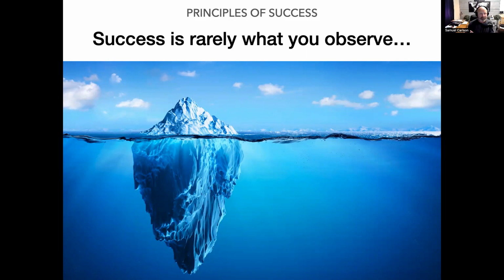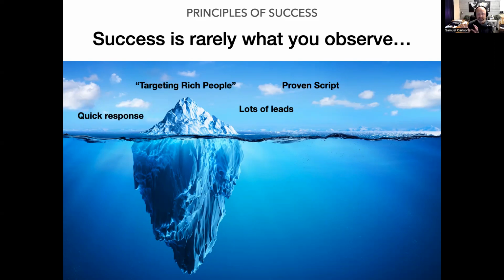Many of you have seen an image like this. The whole point is success is rarely what you observe. What kind of things do you observe in terms of, hey, I want to grow my practice, I want to get more knee patients? What are the things that seem like the quote special sauce? Targeting rich people. These are things that we hear from agencies, meaning, hey, we have a special targeting approach that is proprietary. That's a lie. That is not true. We can get you more leads than the other person, we get them for you cheaper, we can get you this. That is not what is going to create your success.